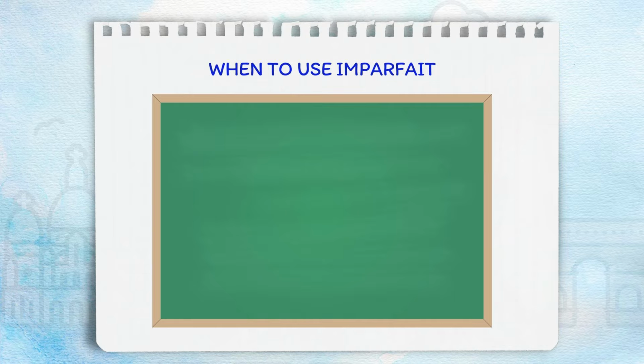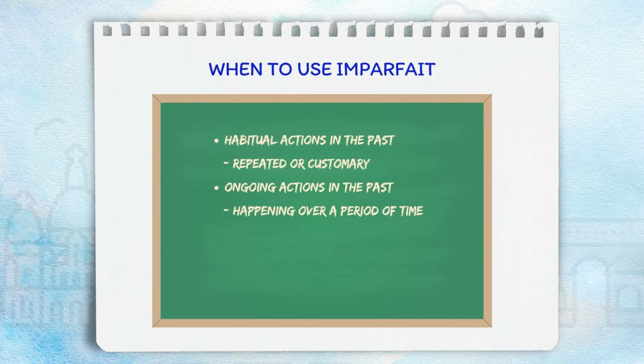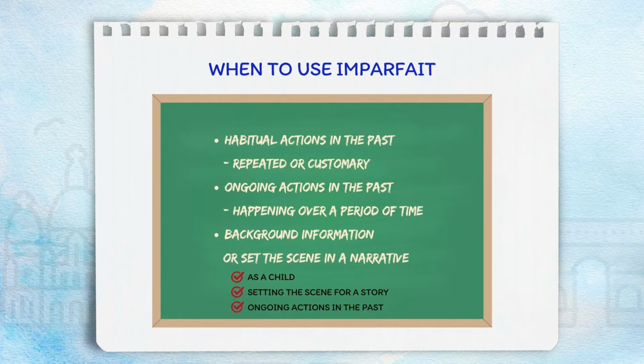The imparfait tense is commonly used to describe habitual actions in the past. These are actions that were repeated or customary in the past. It's also used to describe ongoing actions in the past, actions that were happening over a period of time. Additionally, the imparfait is used to provide background information or set the scene in a narrative. So, whether you're describing what you used to do as a child, setting the scene for a story, or explaining ongoing actions in the past, the imparfait tense is your go-to choice.